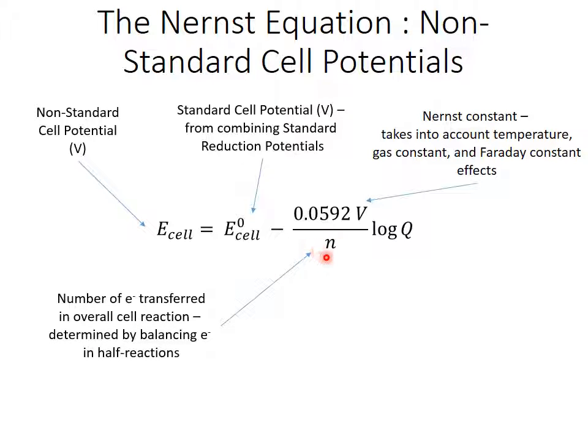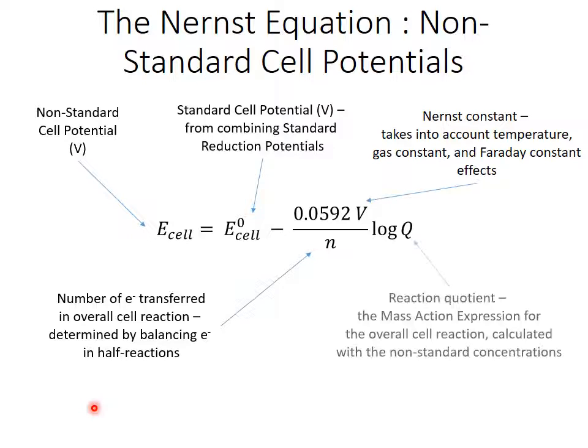This N is the same N we've been working with. It's the number of electrons transferred in the overall cell reaction. So you determine this by balancing the half reactions and looking at the coefficient in front of the electrons. Lastly, you have the log Q. Q is the reaction quotient. This is the mass action expression for the overall cell reaction, just calculated with the non-standard concentrations.